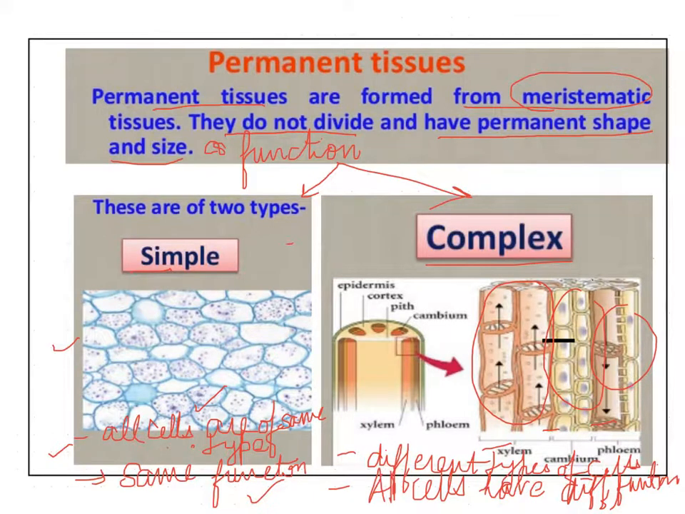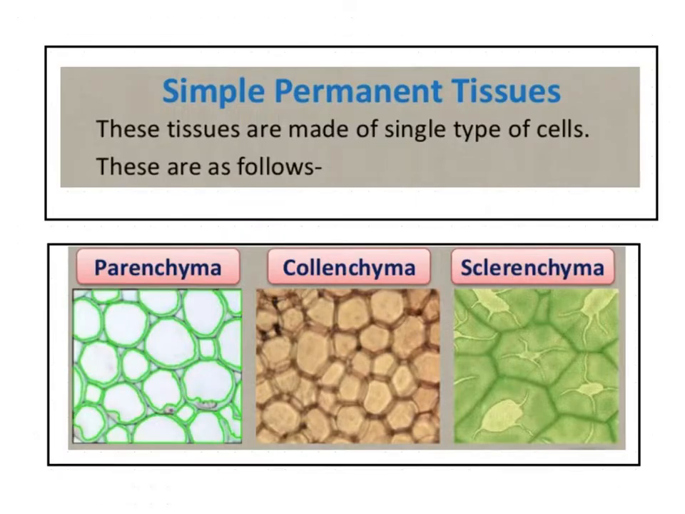Let's move further. We'll talk about the simple tissues. As I told you, simple tissues are made up of a single type of cell and all cells have the same function. There are three types of simple permanent tissue. One is parenchyma, second is collenchyma and third is sclerenchyma. As you can see in the picture, this is your parenchyma tissue, this is your collenchyma tissue and this is your sclerenchyma tissue.